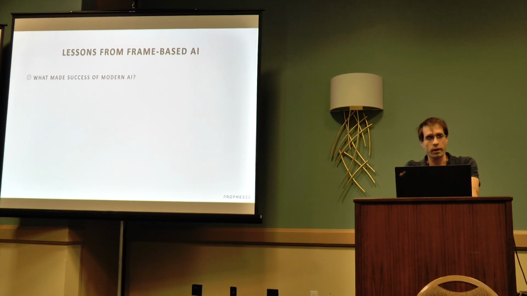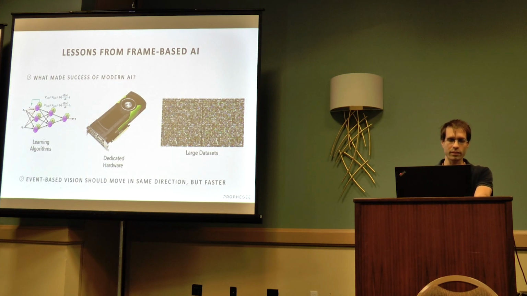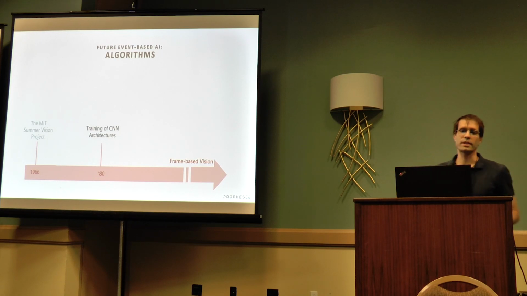If we look at what made the success of modern artificial intelligence, it is the combination of three things: good learning algorithms, running really fast on some dedicated hardware, and trained on a huge amount of data. So we think that event-based machine learning should move in the same direction, but faster, of course. Let's start by taking a look at the algorithm side.